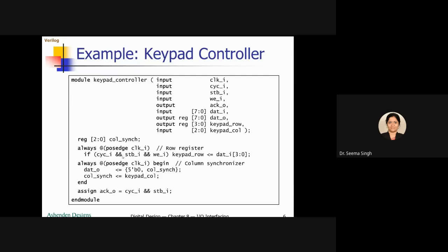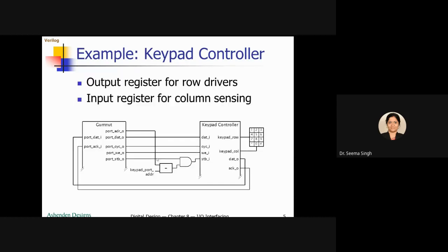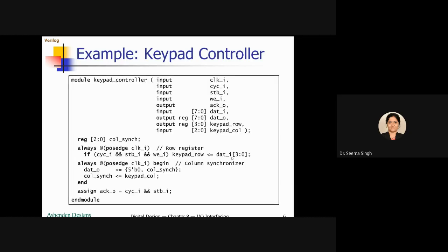And what all signals is it checking? Cycle input, strobe input, write enable input. Now you see here, cycle input, strobe input, write enable input. If all this information is high, that time only keypad row will be activated, and it will have this data of 4 rows, which will go and scan each row one by one. So this is about the row signal.